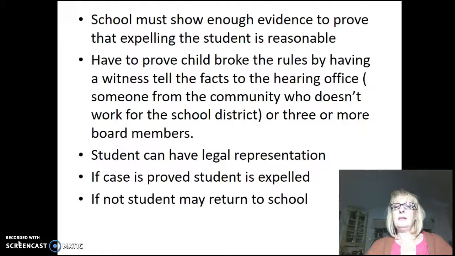So basically at this hearing, the school must have enough evidence to prove that it's reasonable to expel the student. And they also must prove that the child broke the rules by having the witnesses also tell their facts to the hearing officer or the board. The student can have legal representation, and if the case is proved, then the student is expelled, and if not, then the student may return to school.